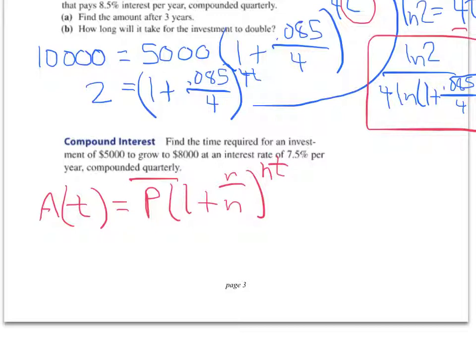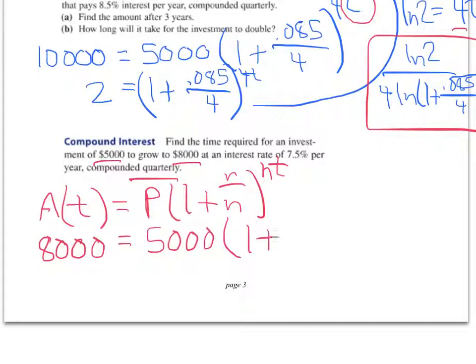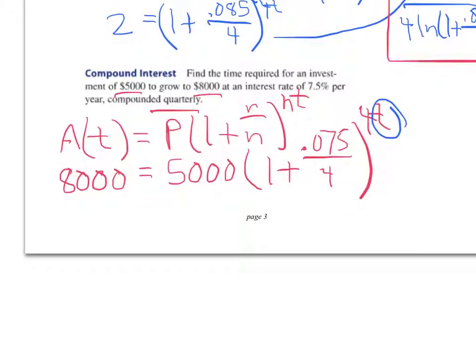And now we want the investment of $5,000 to grow to $8,000. So we want A of t to be 8,000. Our original investment was 5,000. Our interest rate is 7.5%, which is 0.075. It's compounded quarterly, so n is 4, and n times t is going to be 4t. So once again, we're solving for the variable which is in the exponent, and that's going to involve logarithms. And so I'll get you going here.